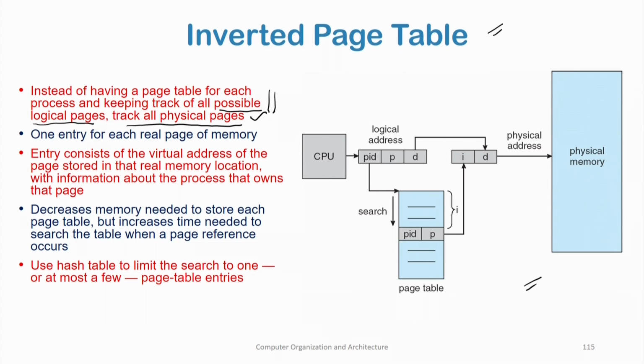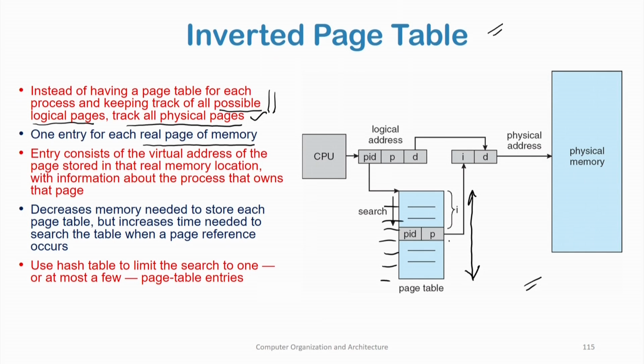Now, I have one entry for each real physical memory. And this page table is now indexed by page frame number, because I have only one page table for the entire physical memory. It is not a per process page table anymore. So, I have one entry for each real page of memory. Therefore, this page table is now indexed by page frame numbers.